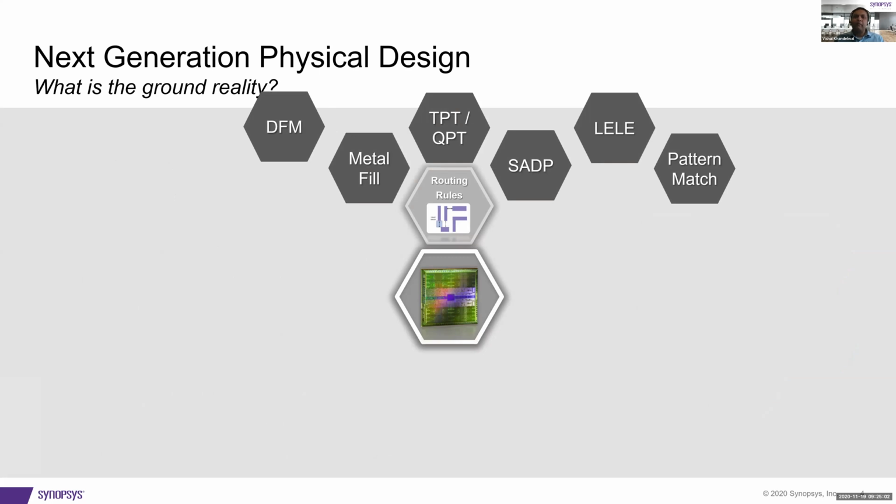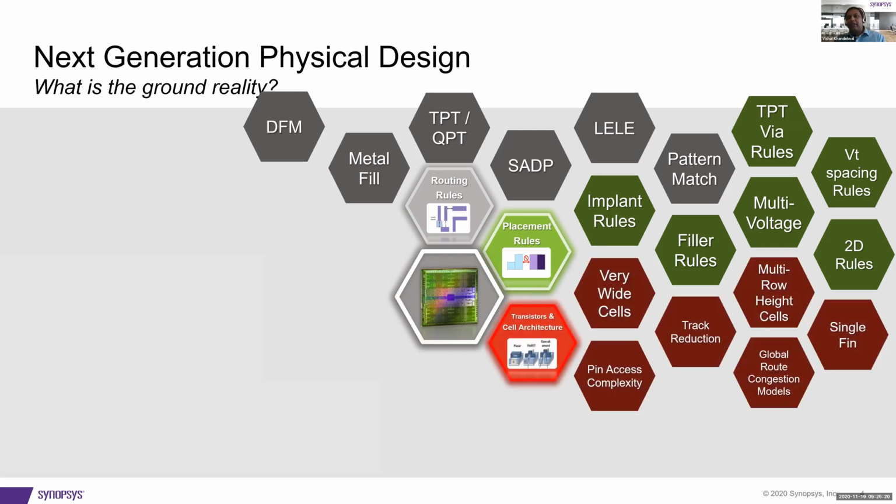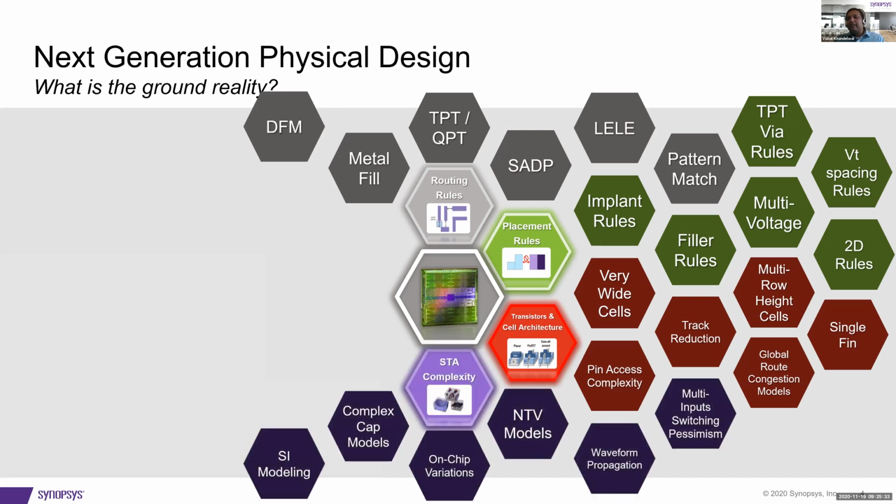DFM, metal fill, TPT, DPT, all kinds of rules. Every week we get new rules to add to the tool. Think about placement rules: all kinds of complex spacing rules, filler rules, implant rules, MV rules. It's just, everything keeps increasing. Cell architectures, right? We went to FinFETs, we're talking gate all around now. You have wide cells, tall cells, you have all kinds of pin access complexity that you need to model. And it just keeps going.